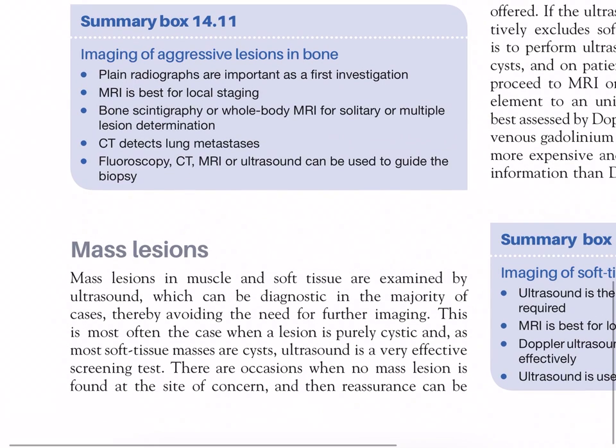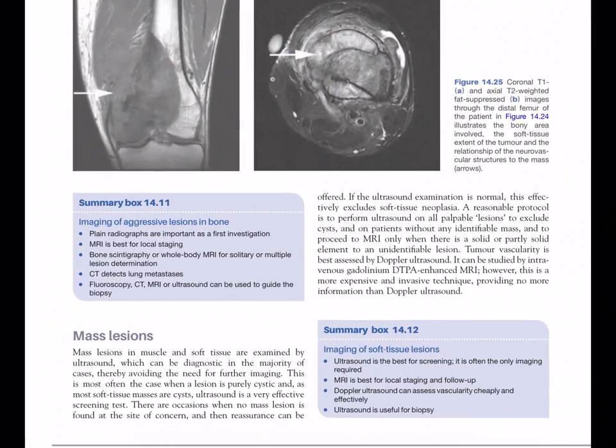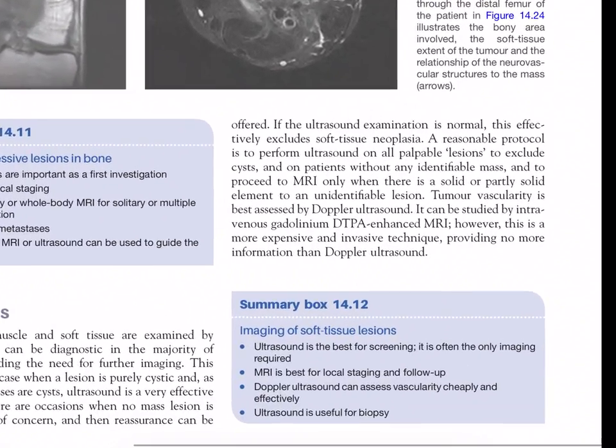Mass lesions in muscle and soft tissue are examined by ultrasound, which can be diagnostic in the majority of cases, thereby avoiding the need for further imaging. This is most often the case when a lesion is purely cystic, and as most soft tissue masses are cystic, ultrasound is a very effective screening test. There are occasions when no mass lesion is found at the site of concern, and then reassurance can be offered if the ultrasound examination is normal.